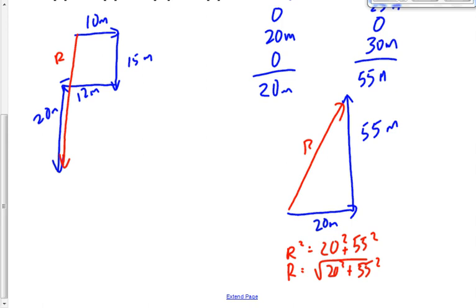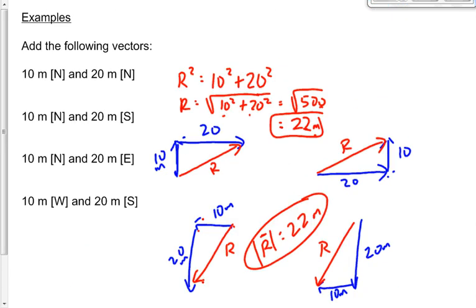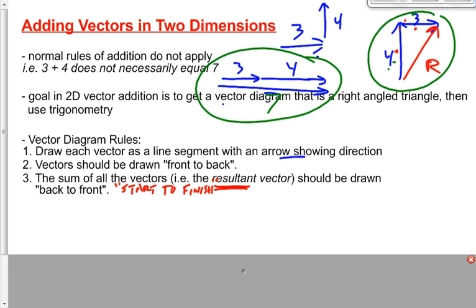So we've just actually gone through quite a little bit of stuff here, right? We've learned how to add vectors together in essence, right? We have to draw a vector diagram. We have to get a right angle triangle as part of that vector diagram. To do the vector diagram, the vectors that we're adding together must be drawn front to back, okay? Head to tail, sometimes they call it. And then the resultant vector, we usually draw it in red, has to be drawn from start to finish.